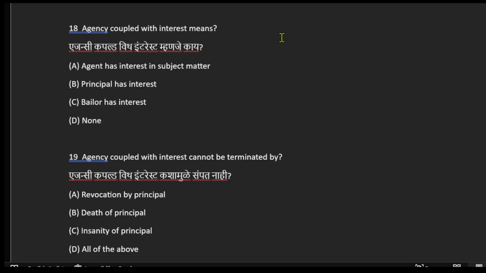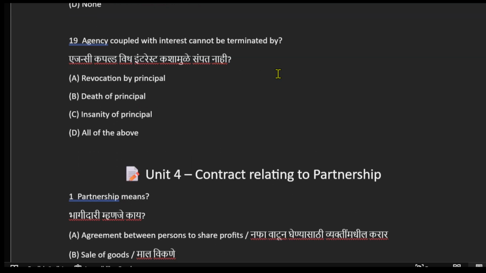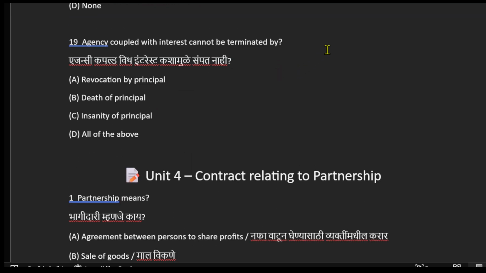19. Agency coupled with interest means agent has interest in subject matter, principal has interest, both have interest. D option is correct, none. 20. Agency coupled with interest cannot be terminated by revocation by principal.